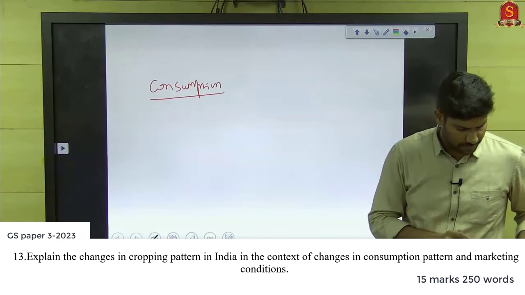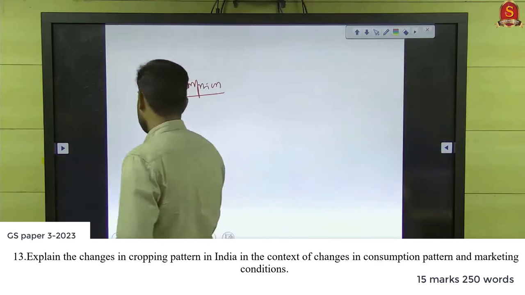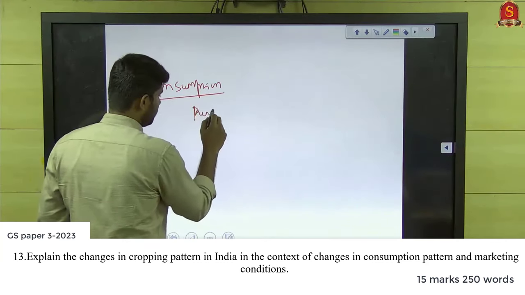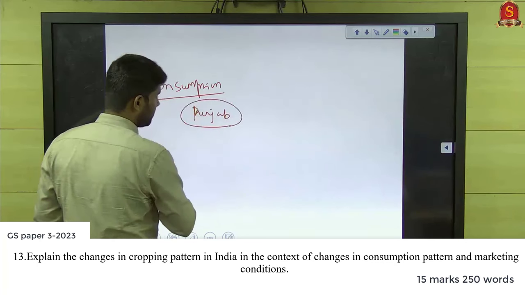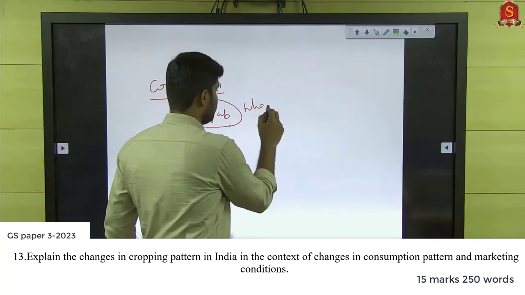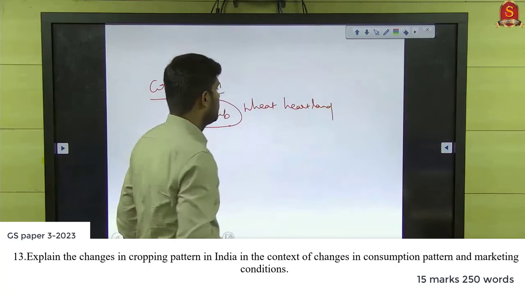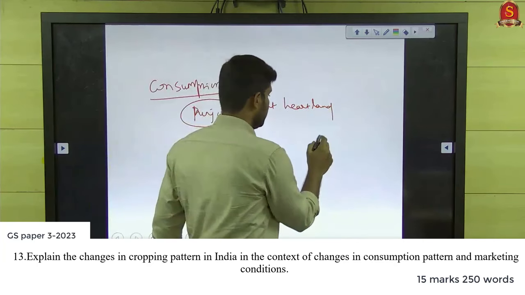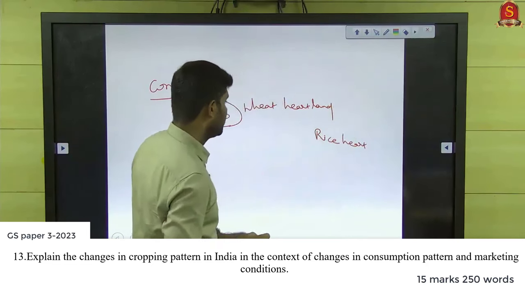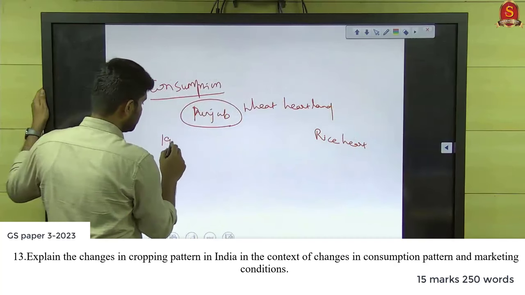one historical example. In India, the cropping pattern earlier, in the Punjab region, the northwestern part of India, was mainly wheat hotland. Then the eastern part of India was called rice hotland. But after the Green Revolution, the cropping pattern has changed, from 1965 onwards.